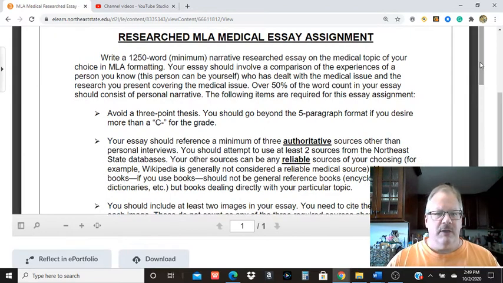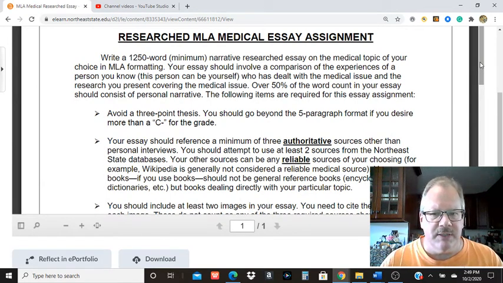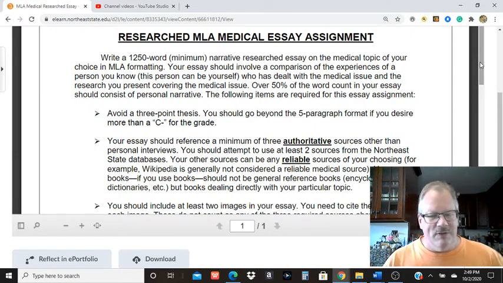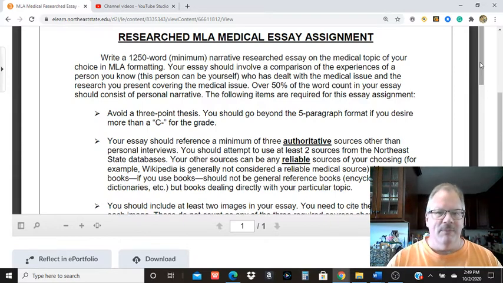For this essay, you've got to write a 1,250 word narrative research essay on a medical topic of your choice. You need to tell someone's story, and then you're going to put the research into that person's story with this particular medical concern. So basically, your essay is going to involve a comparison of the experience of a person you know, or this can be yourself. But it can't be like Michael Jordan, I'm showing my age there, right? Or LeBron James if he had an injury. You don't know LeBron James, so you can't really write about him. It should be someone you know or yourself who has dealt with a medical issue.